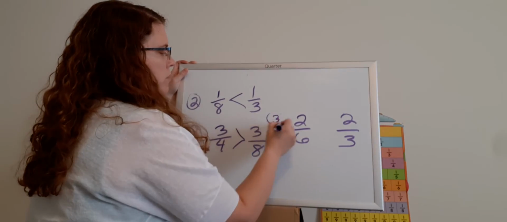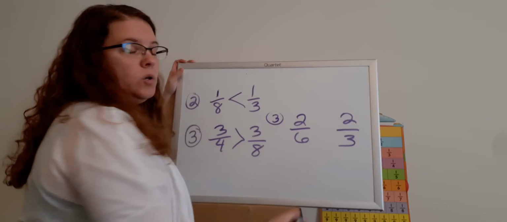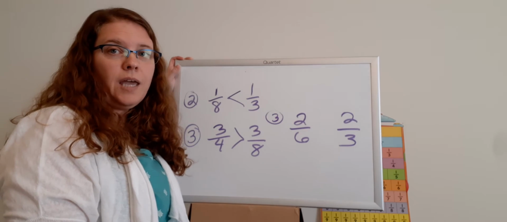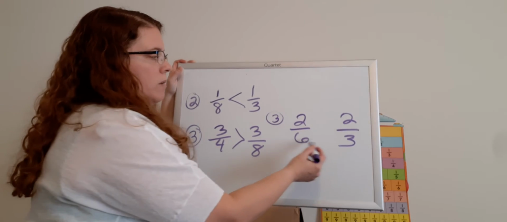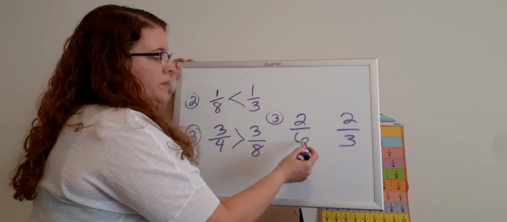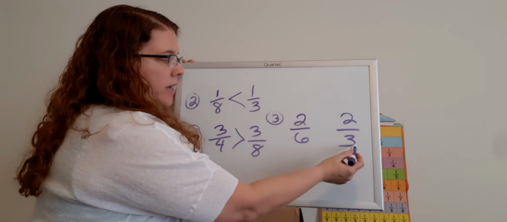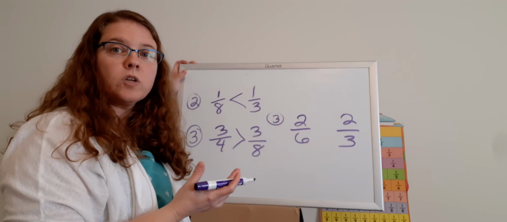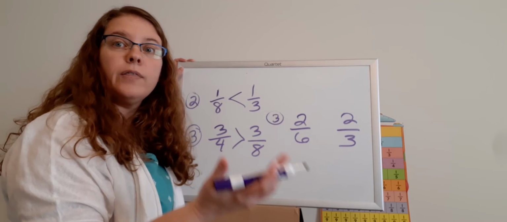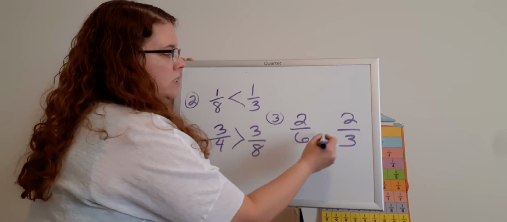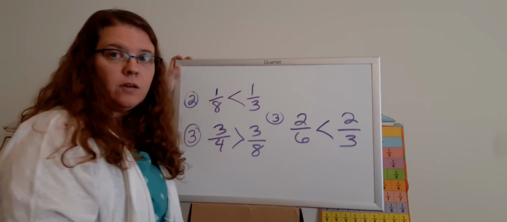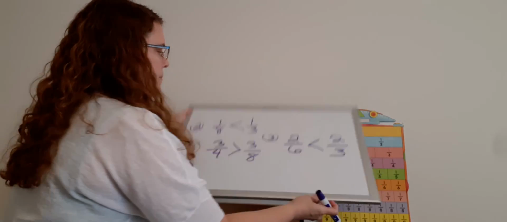Let's look at number 4. 2/6, 2/3. Well, my numerators are the same, okay? So I look at my denominator. If I divide something into sixths and I divide something into thirds, which one's going to be larger? The thirds are, right? So 2/6 is less than 2/3, okay? If you're struggling with these, then use your fraction strips. That's fine too, okay? So let's go to 2/6 and 2/3, the one we just did.